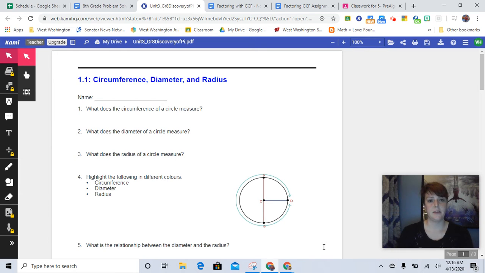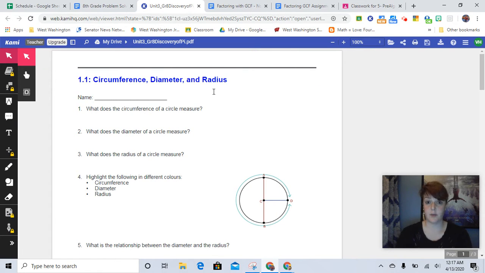Hey, seventh grade. So we are starting our circles unit this week, and this is something that you may have had some experience with before, but it's not in any of the official standards, so maybe not. The first thing that we're going to talk about are some vocabulary words here. And today is really going to be a discovery activity.